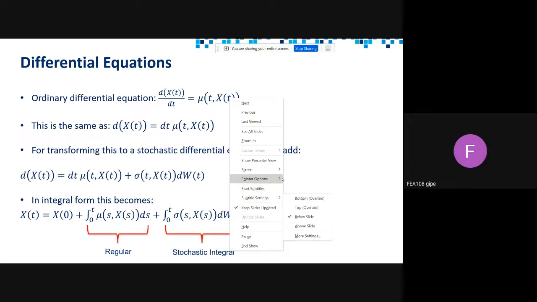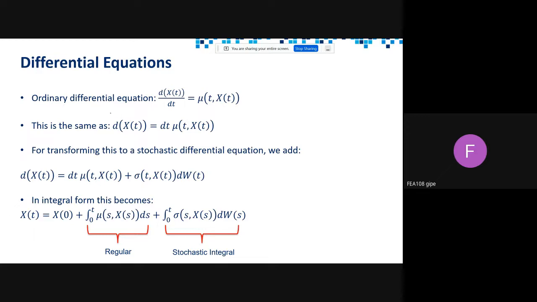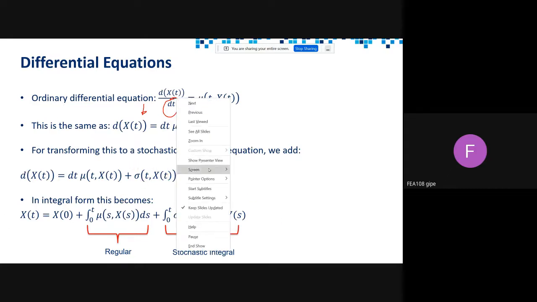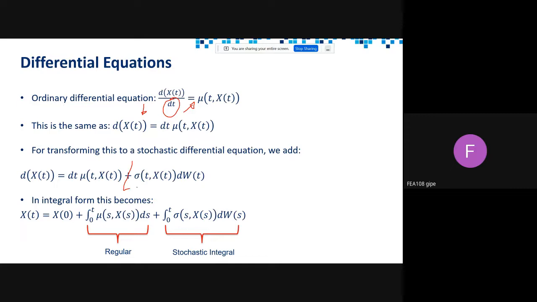I did nothing fancy. All I did was I took this dt from here, and I got the dt over here. That's all I did. And then I got this thing. All I'm saying is, when I want to transform this to a stochastic differential equation, this is what all the great people have said, that in addition to this, you add this term. That's all I'm saying. They said you add this term to make it work.